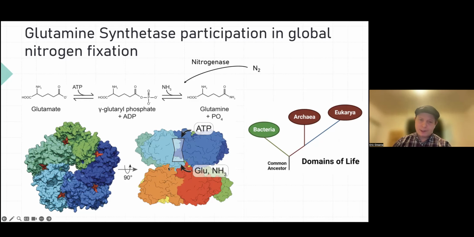What I'm displaying here is human GS, which is a dimer of pentamers in its canonical oligomeric state. Its active site is actually formed at the interface of two monomeric units. You can consider it a bifunnel shape, where ATP will bind one side, and glutamate and ammonia will bind the other, in order to form the full complex to undergo catalysis.